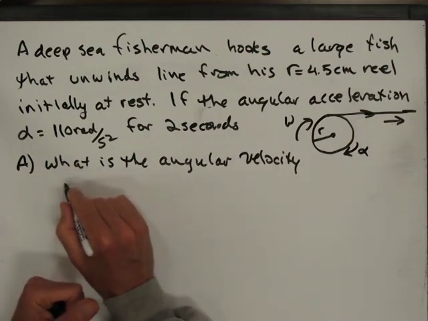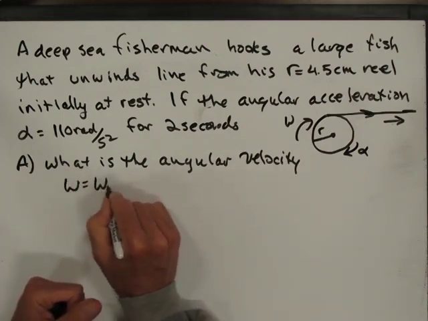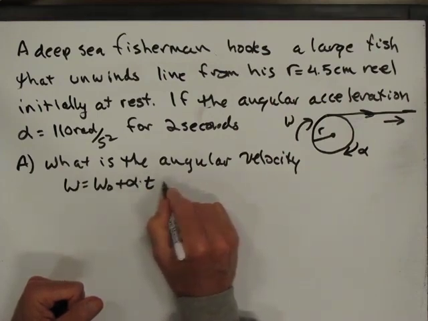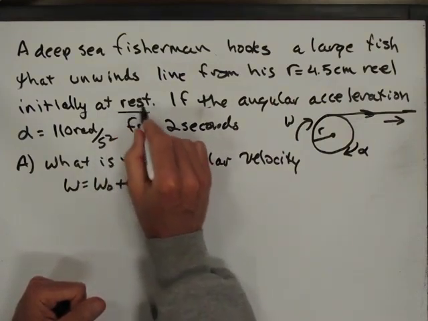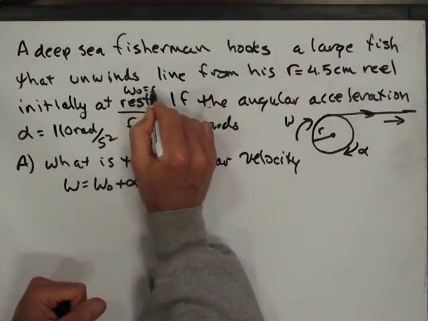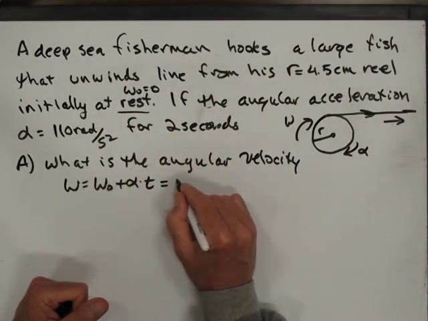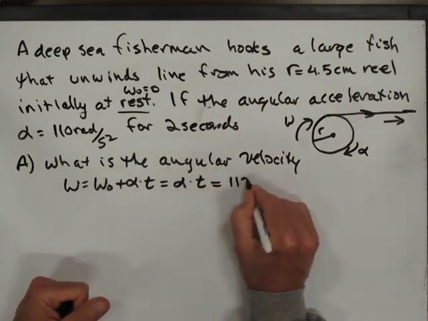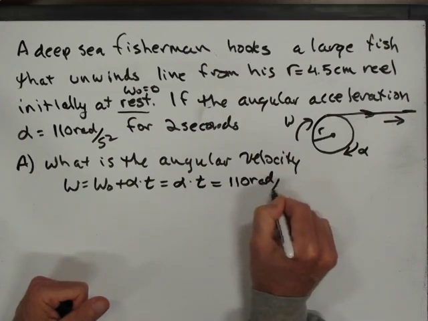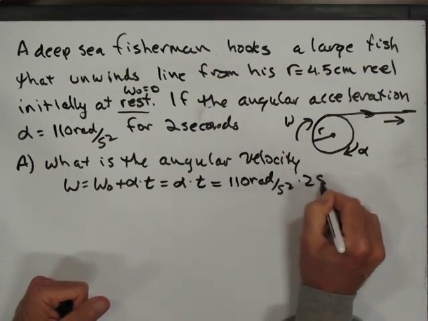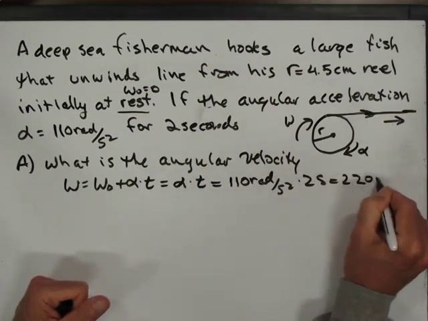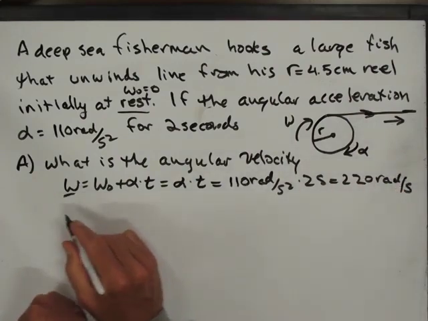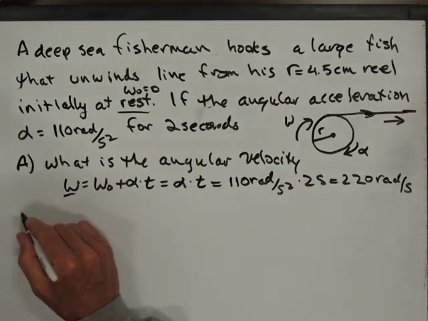And so we get omega is equal to omega naught plus alpha times time. Omega naught is 0 because it started from rest. And so that's just alpha times time, which is 110 radians per second squared times 2 seconds, which is 220 radians per second. So that's omega, the angular velocity.